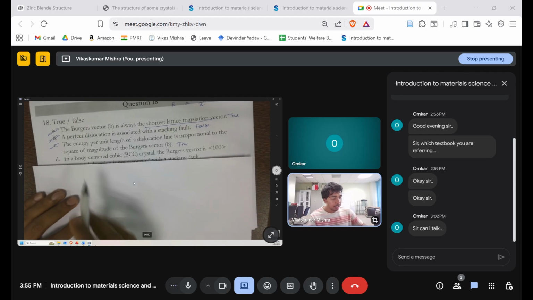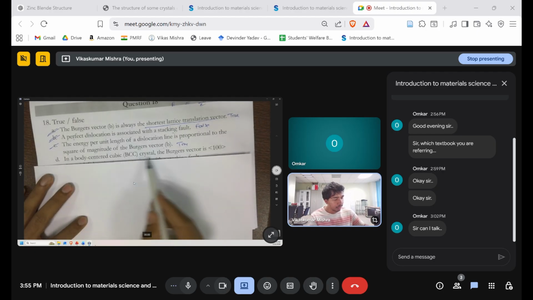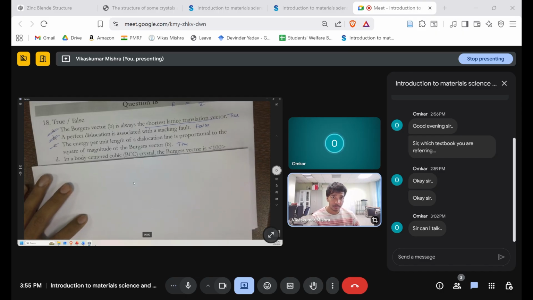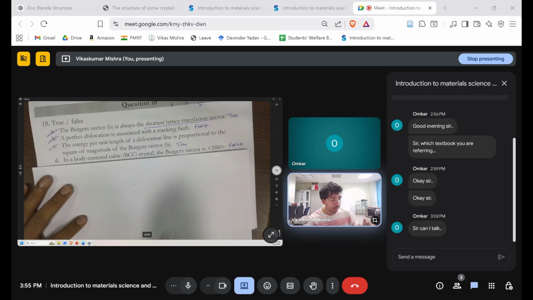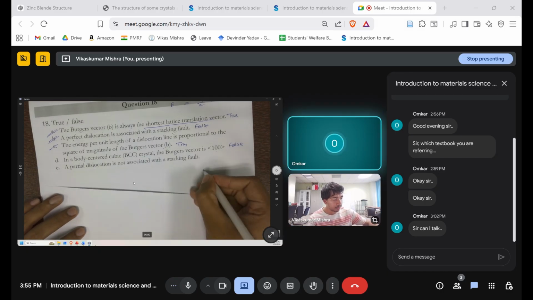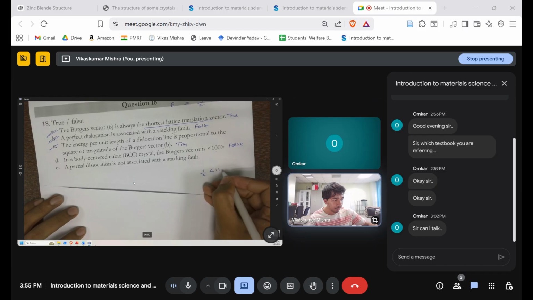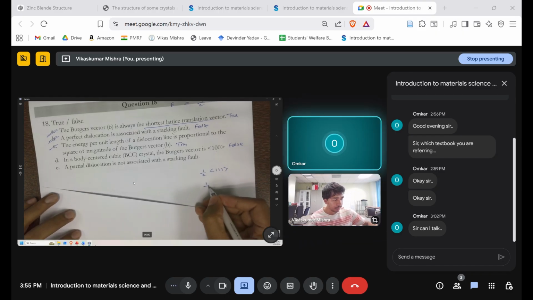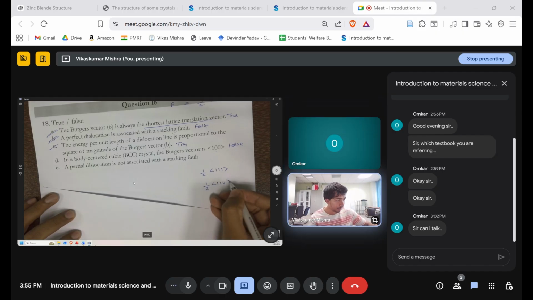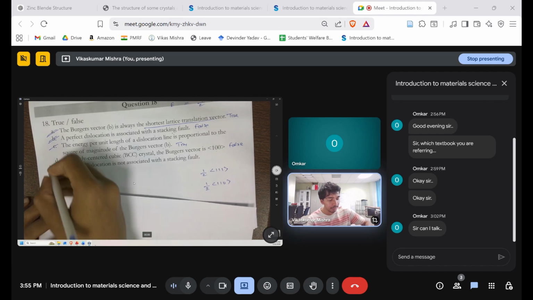Now, D. In a body-centered cubic crystal, the Burgess vector is 100. False, right? False. So what is it? It is half of 111. Yeah, it is half of 111. And for FCC, it's half of 110, right? 110. Yeah. Okay. Perfect. See, now we learned it.